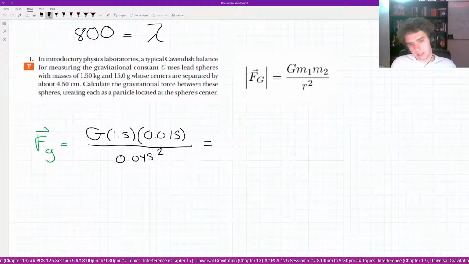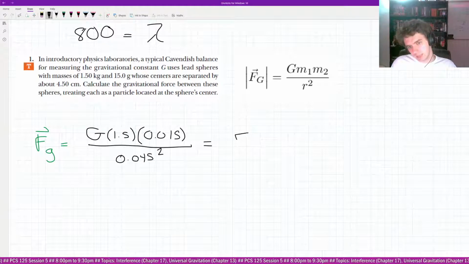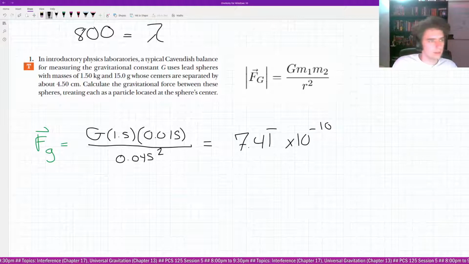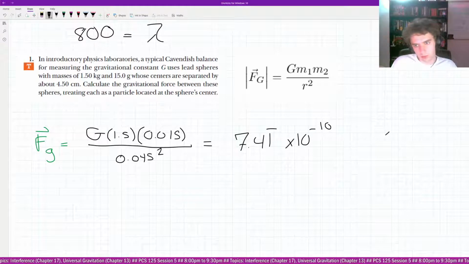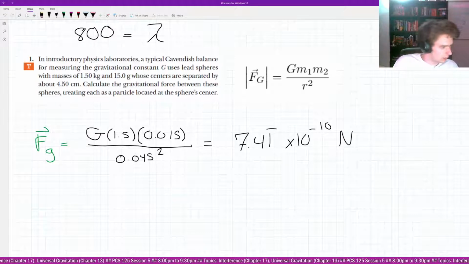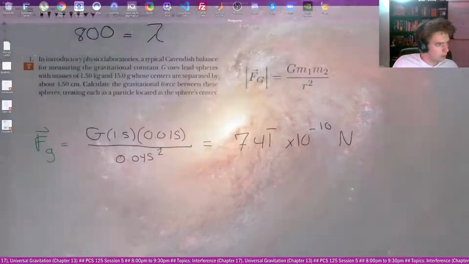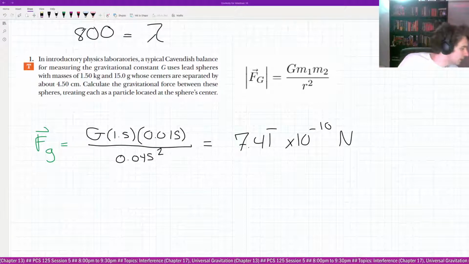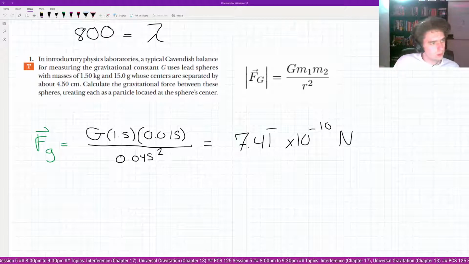So I got that the force is 7.41 repeating times 10 to the negative 10 newtons. May as well check the answer. It's correct. I have it right. Okay, sounds good. Thank you. Next one is number 2. So number 2 is here.